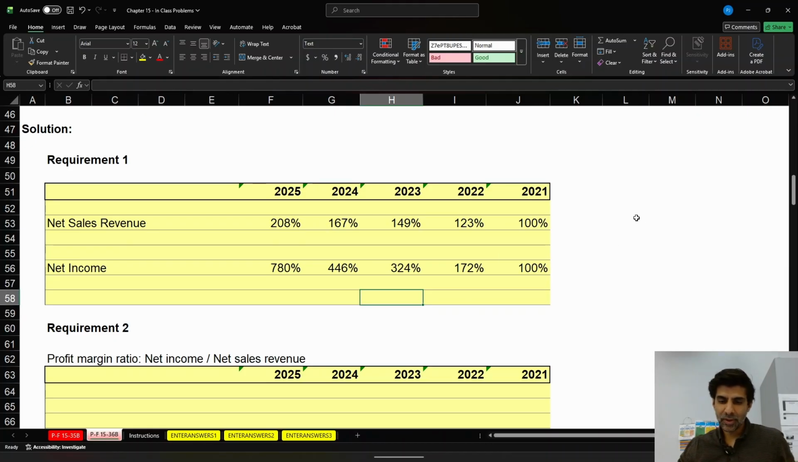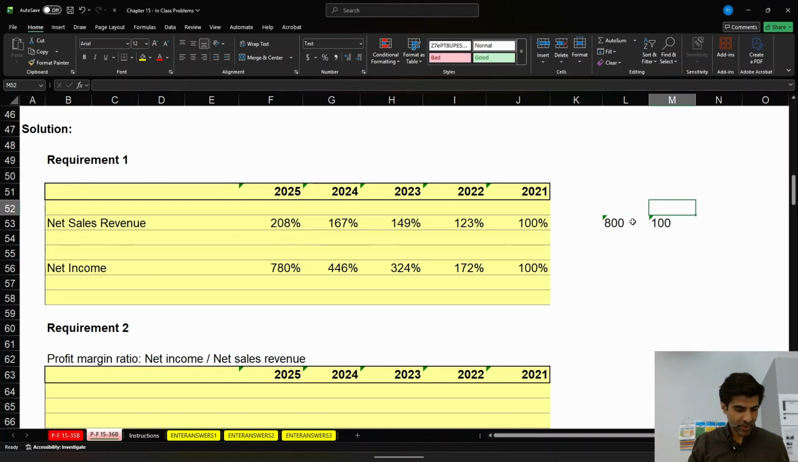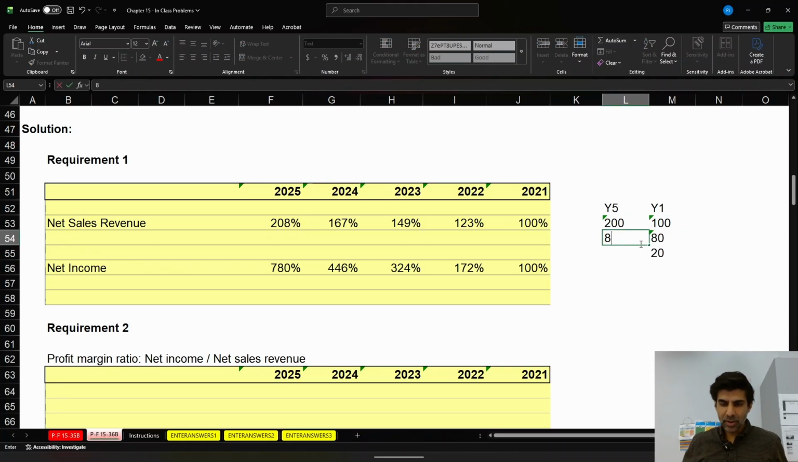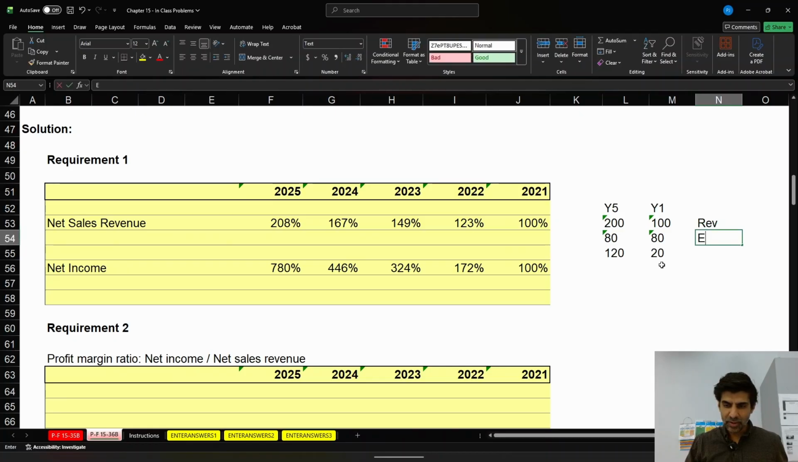So for example, if we had 800 and 100, so this is year one and this is year five. Sorry, let's make this 200. And in this case, we had $80 of expenses. So this minus this is 20. And let's say our expenses didn't change at all. Okay, so you can see here that our revenue doubled, and again, this is revenue, this is expenses, and this is net income. So you can see that the revenue's doubled, but our profit has gone 6x, right?